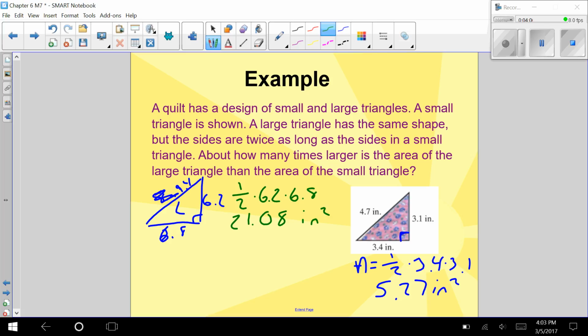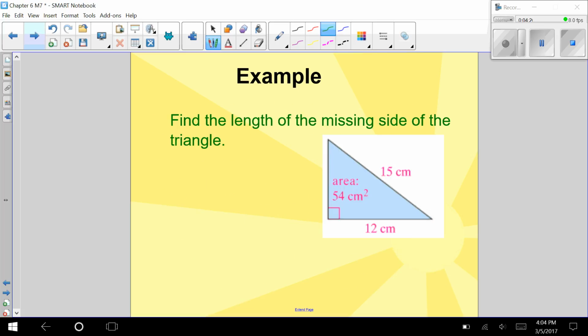square inches. Notice that this area is not just double. It's more like 5 to get to 21 is about 4 times larger. When I double side lengths, my area is going to get more like 4 times bigger.